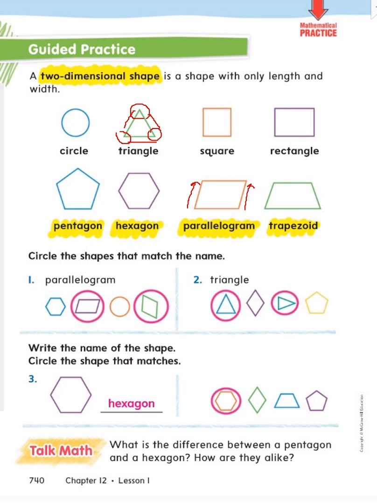Okay, and we know this is a hexagon in number 3 because it's got 6 sides and 6 angles: 1, 2, 3, 4, 5, and 6. So if you look at the talk math at the bottom, what is the difference between a pentagon and a hexagon? How are they alike? Look at the pictures and then go tell somebody near you. Let's move on.